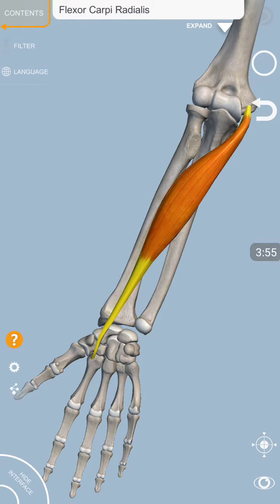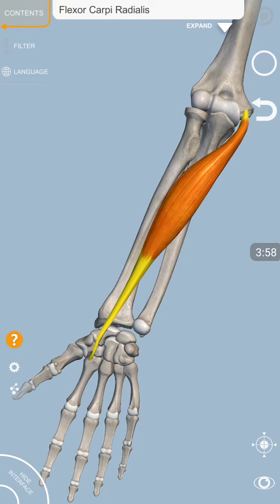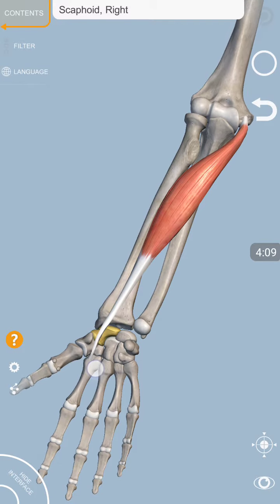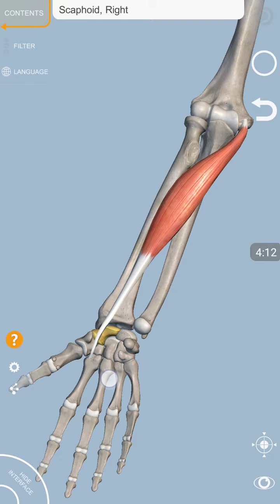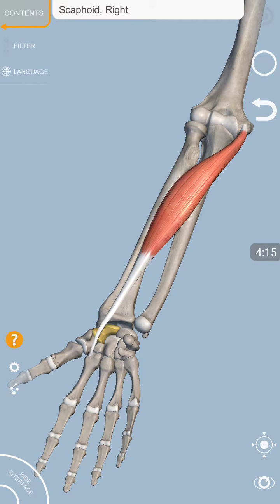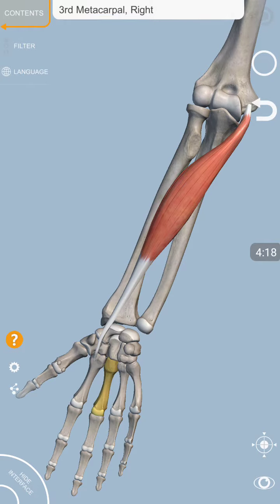In this particular software or animation, it is not shown, but this muscle in its distal part divides into 2 slips. One is getting attached onto the base of the second, and the other slip is getting attached onto the base of the third metacarpal. So secondalis for the second metacarpal and thirdalis for the third metacarpal. So my mnemonic gets completed over here. This flexor carpi radialis gets attached to the base of the second and third metacarpal on its palmar aspect.